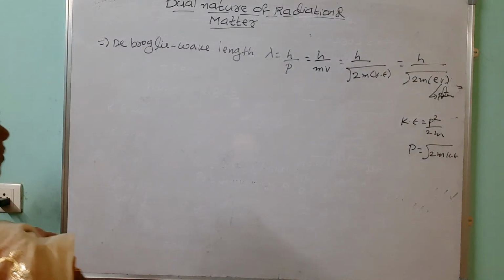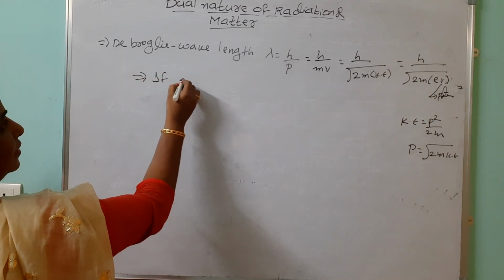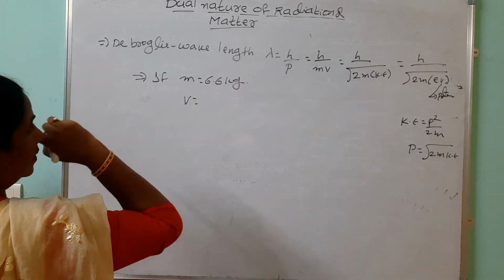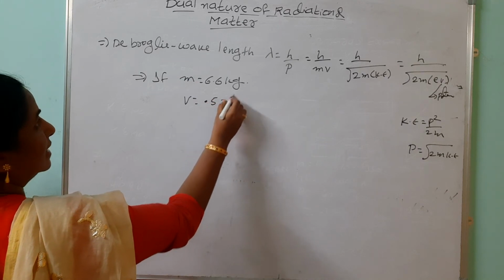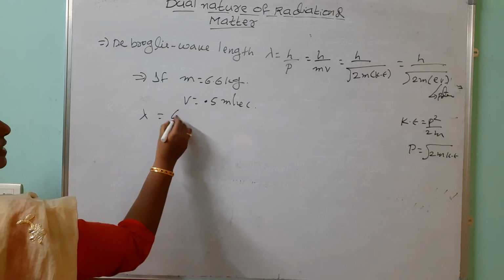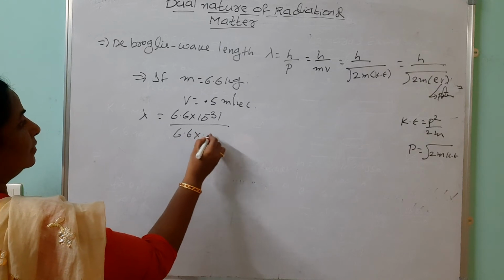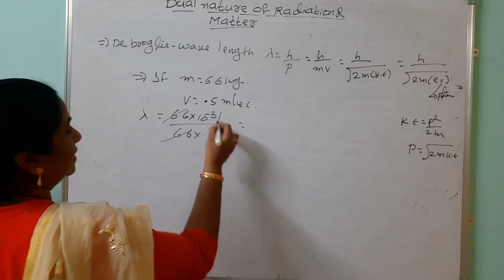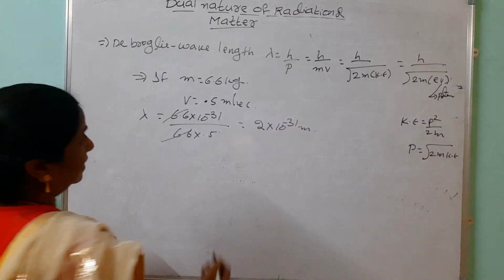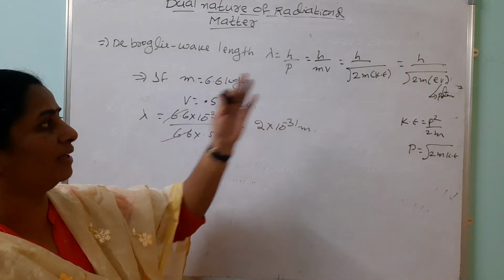See, we do one problem based on this. If h is given, you know that m is 6.6 kg. Just I am giving one example. V equals 0.5 meters per second. Find the wavelength. Lambda equals h by mv, 6.6 into 10 to the power of minus 34 by 6.6 into 0.5. This one cancels. 10 by 5 is 2, into 10 to the power of minus 31 meters. Like that we can find out the wavelength with the help of any formula.